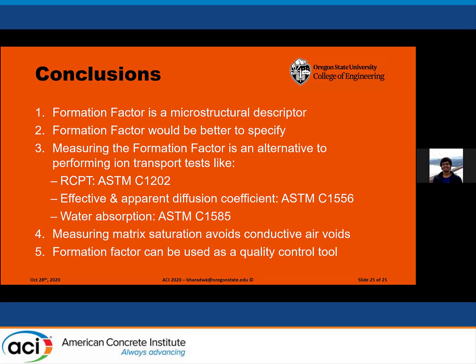We also learned that measuring matrix saturation avoids the conductive air voids and gives a better indication of the matrix in the system. And finally, we've shown that formation factor can be used as a good quality control tool and how we can get a job specific resistivity from a specified formation factor for an approved mixture.